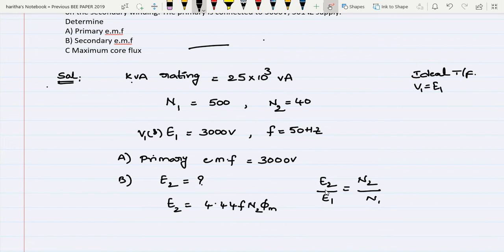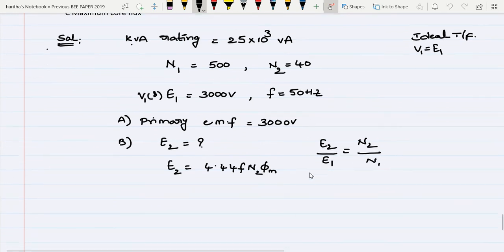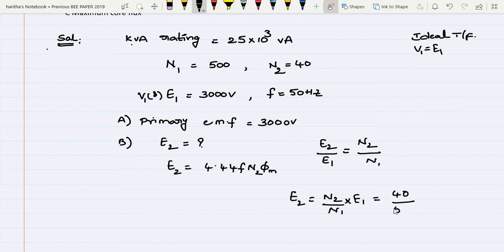In this, only E2 is the unknown. So substitute all the values. E2 is equal to N2 by N1 into E1. N2 value is 40 divided by N1 value 500 into E1 value 3000. So 240 volts is the secondary induced EMF.